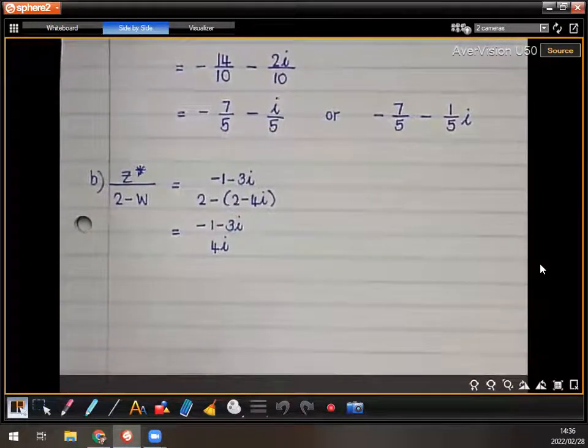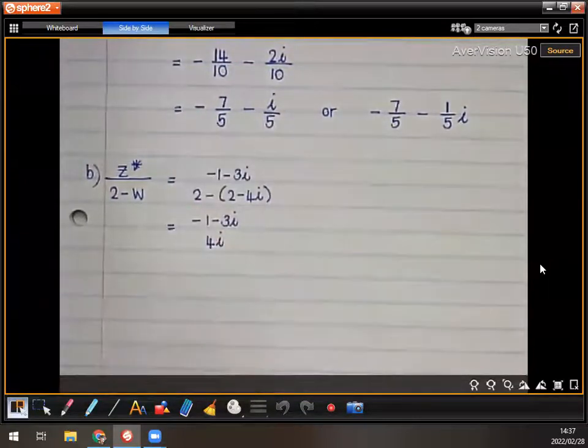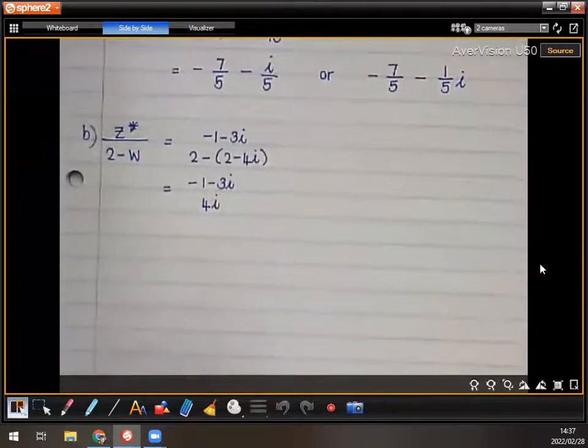I'm just going to let you guys do the first step. Don't multiply by anything yet. Have you done the 2 minus W?